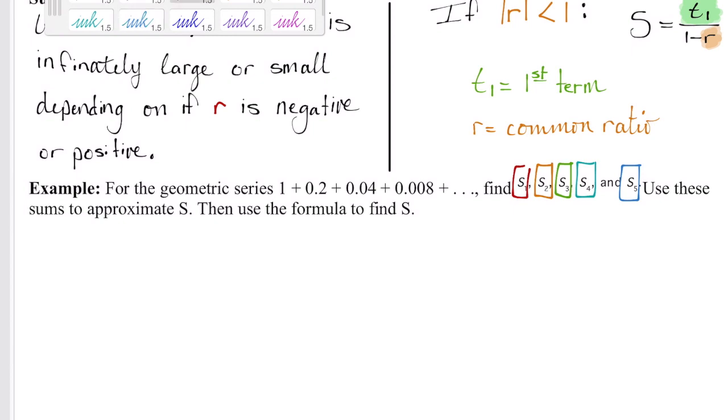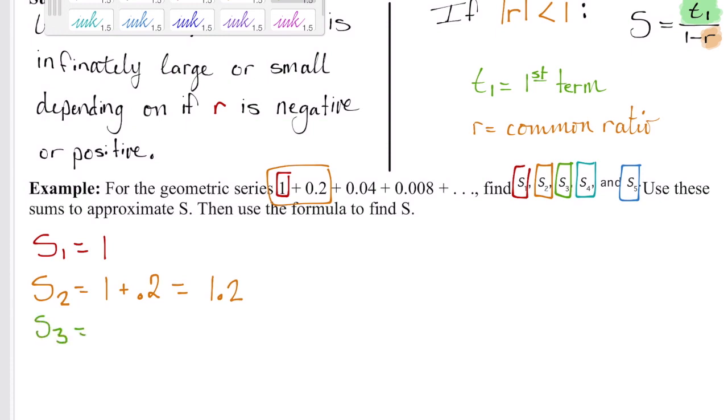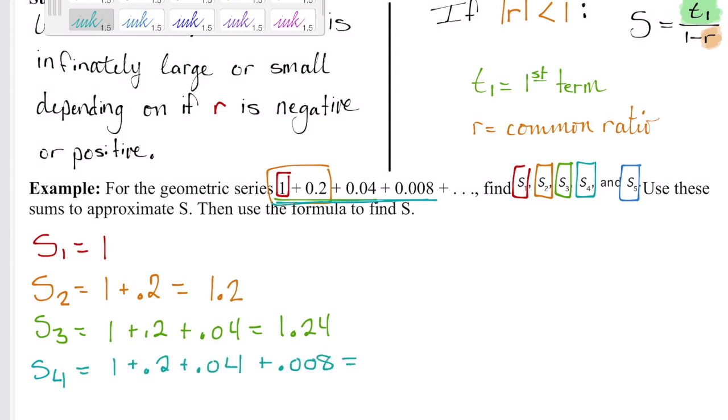So looking at the first one, just the sum of the first term, which would just be the first term. So 1. Next, I'm going to find the sum of the first two terms. So I'm adding the 1 and the 0.2, adding those two together, and I end up with 1.2. Sum of the first 3, I'm adding the first 3 together, and I end up with 1.24. Next, I'm doing the first 4 terms, adding those together, and I end up with 1.248.